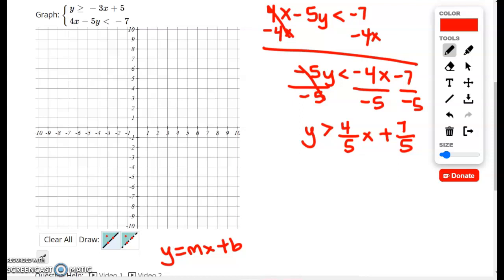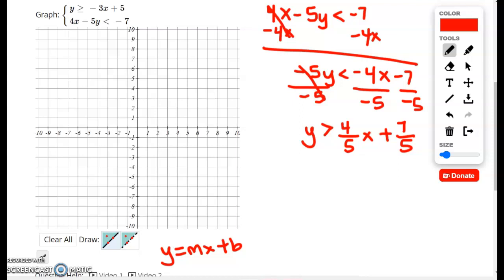So you're probably starting to see by now, like, oh, here we go. We've got ourselves an equation to graph. If I tried to graph this on here, it wouldn't let me do it. I couldn't select 7/5. I couldn't select 4/5. So there's going to be a few different ways to do this. Here's one way that I thought of.